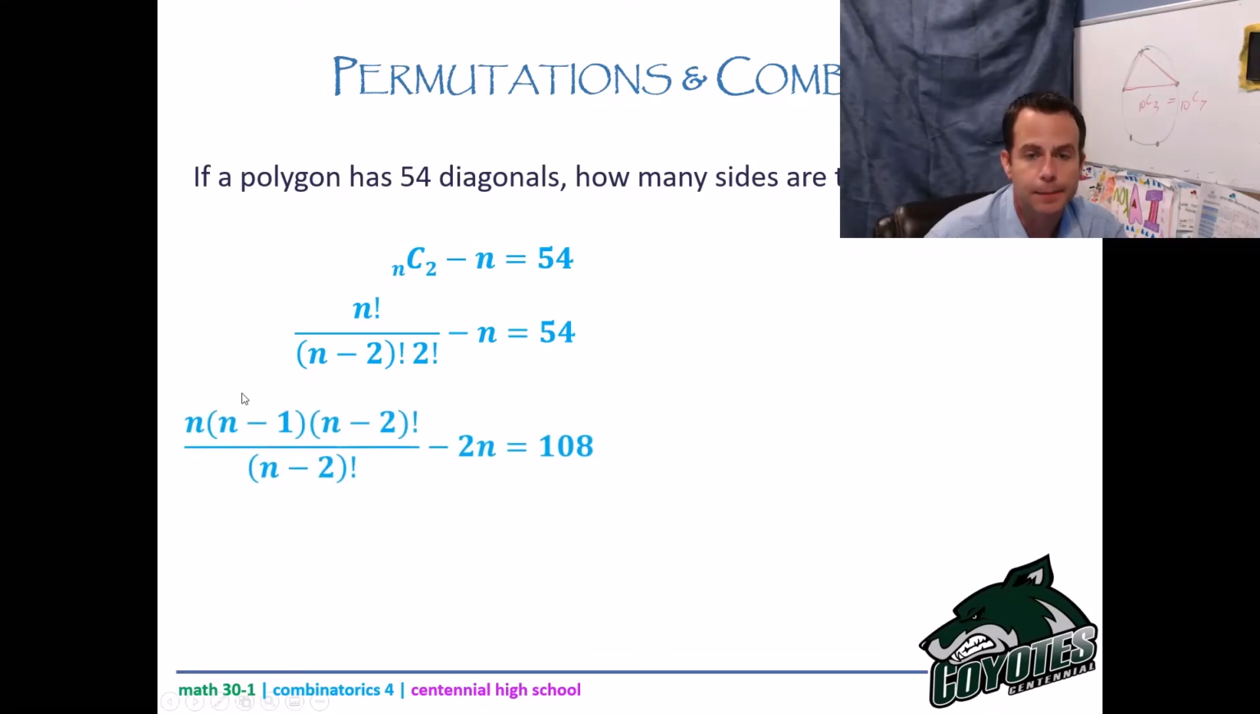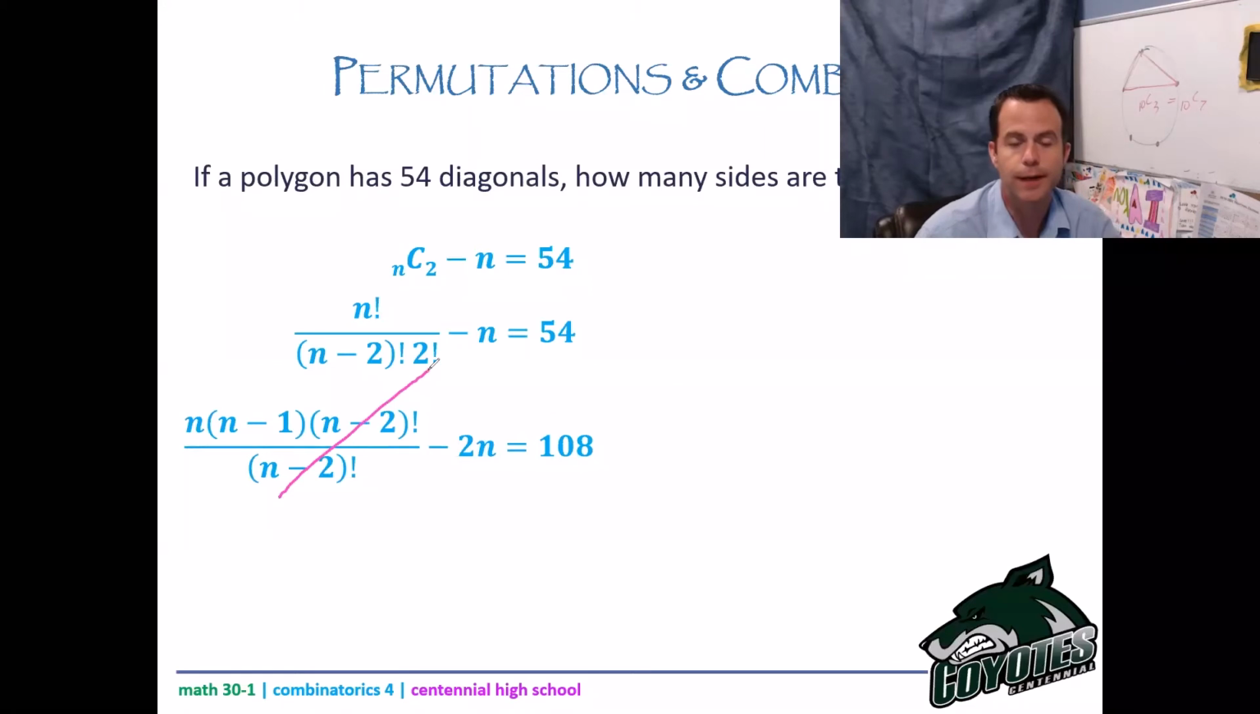I expanded my n down to n minus 2. Now I know that my n minus 2 factorials will cancel each other out. Then I multiplied the n by 2, so that's minus 2n. And I multiplied the 54 by 2, which is 108. This is now n squared minus n minus 2n equals 108.